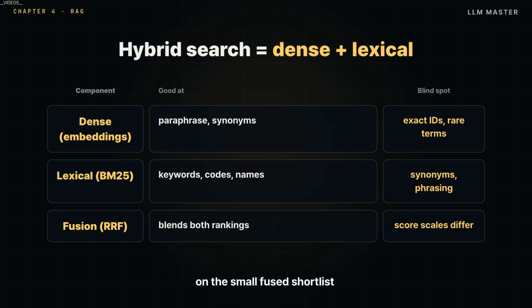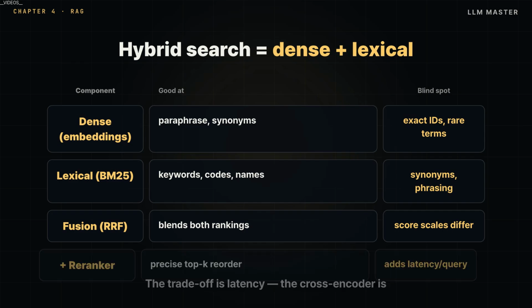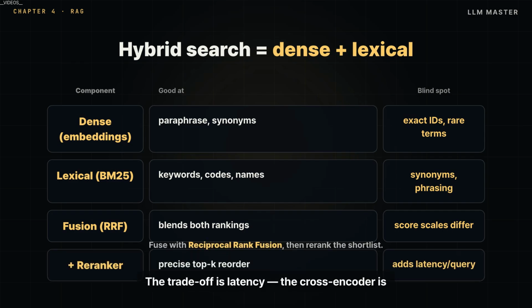Then, on the small fused shortlist, you add a re-ranker, a cross-encoder that reads the query and each candidate together and scores true relevance far more accurately than the first-pass retrieval could. The trade-off is latency. The cross-encoder is expensive, so you only run it on the top 20 or 50 candidates, never the whole corpus. Retrieve wide and cheap, then re-rank narrow and precise. That two-stage shape is the backbone of almost every serious RAG system in production.